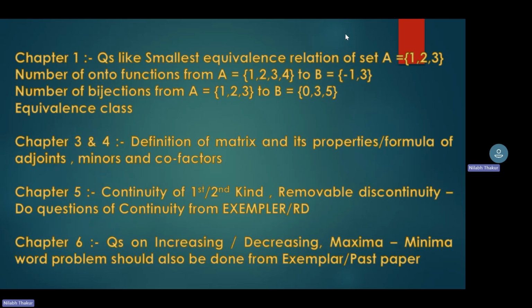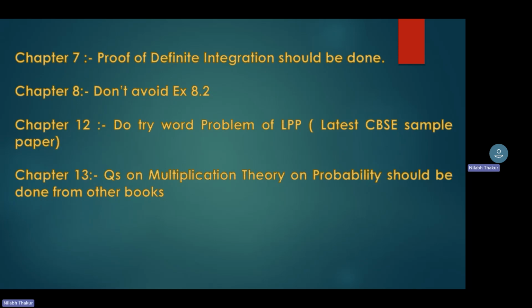Coming to chapter number 6, questions on increasing and decreasing, maxima and minima, problems should also be done from the exemplar and the past paper. Chapter number 7, you must try to solve all the proofs of the definite integration given in the NCERT textbook. Many a time it has been seen that instead of giving the direct question, you are asked to prove the properties. So properties of definite integration and their proofs need to be revisited.